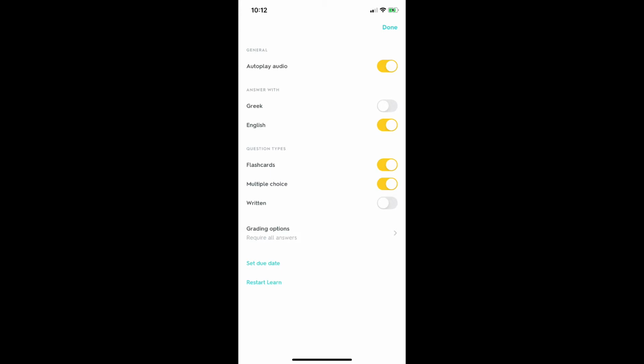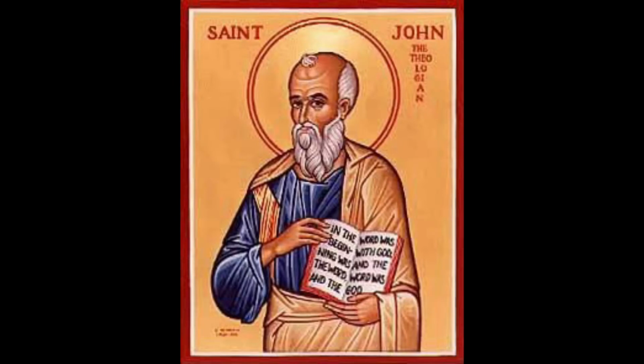And for us, since we're learning John chapter 1, we want to use something that's specific to John chapter 1. There are other courses like Memrise and Anki that use spaced repetition systems that are very good, but with those, you're going to get the entire New Testament or something like that, whereas we just want our vocabulary right now to be specific to what we're learning.